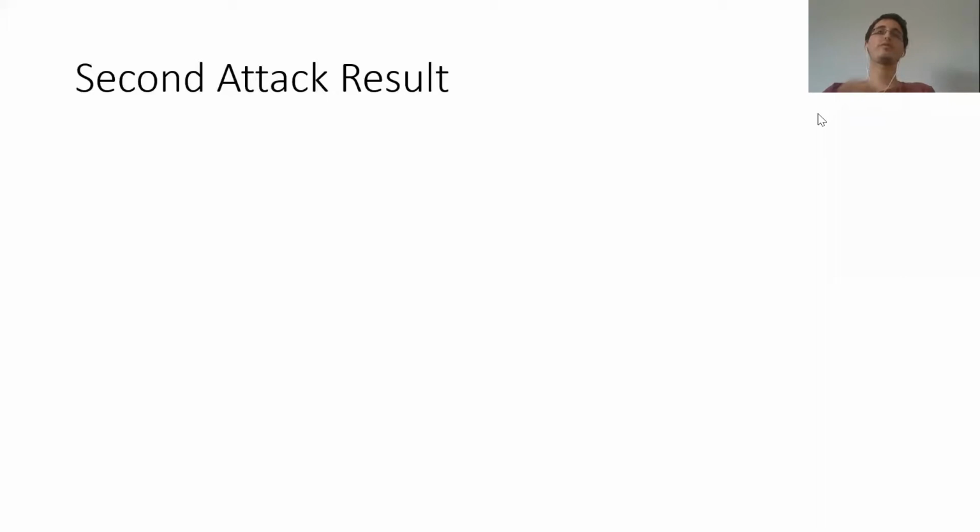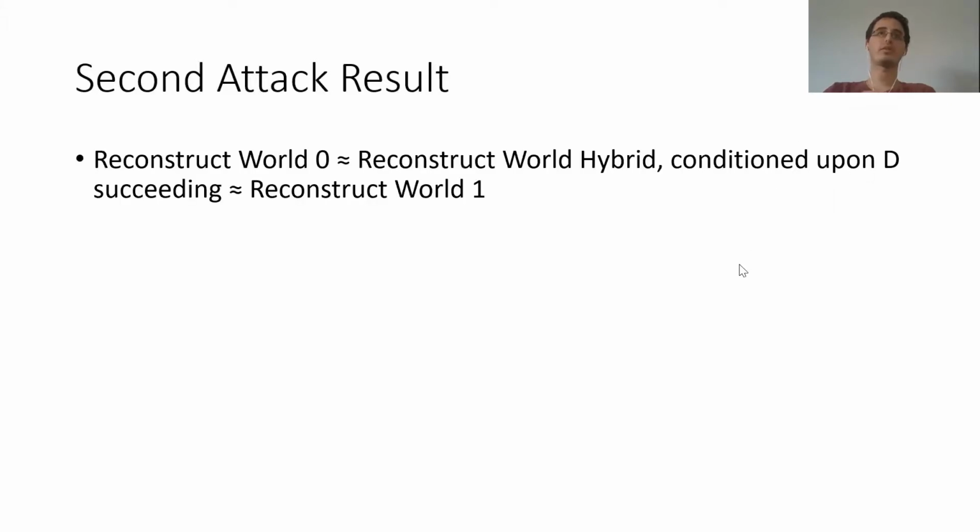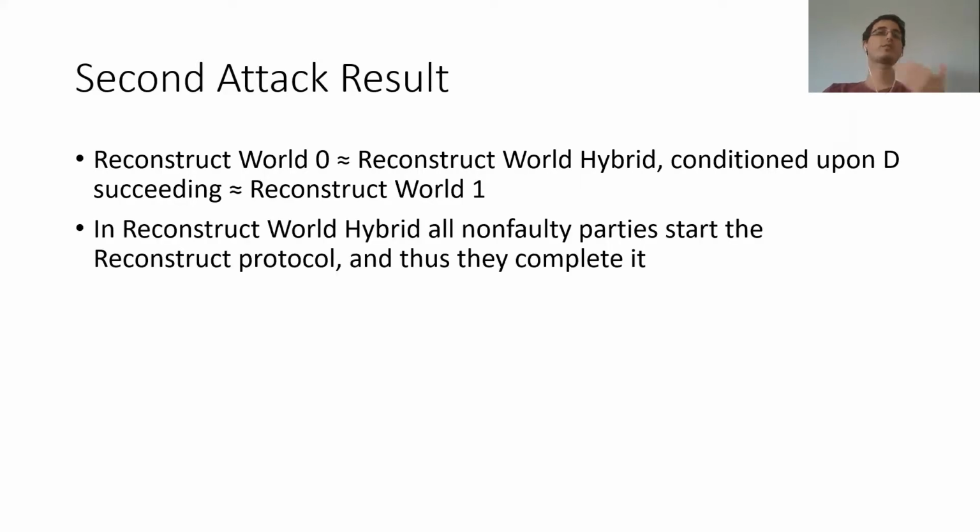In summary, we've shown 3 indistinguishable worlds. Reconstruct World 0 and Reconstruct World 1 are indistinguishable from Reconstruct World Hybrid, conditioned upon D's success. Now, in Reconstruct World Hybrid, all non-faulty parties start the Reconstruct protocol, and thus they must complete it as well. Note that since these worlds are indistinguishable, all parties' actions must be the same in the 3 worlds.